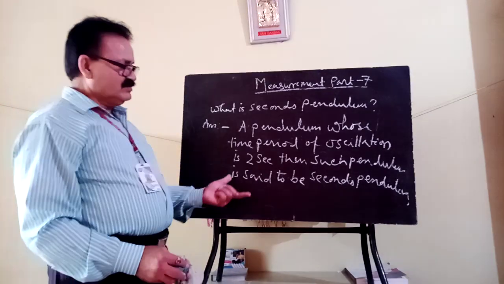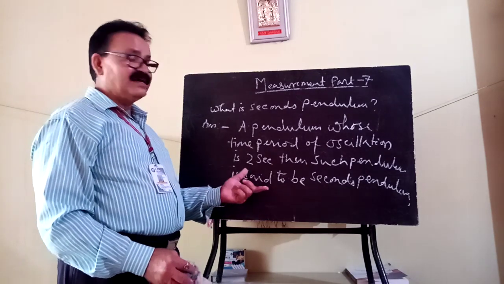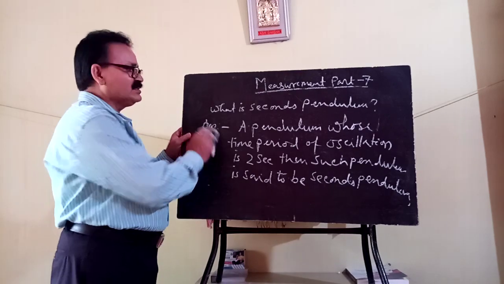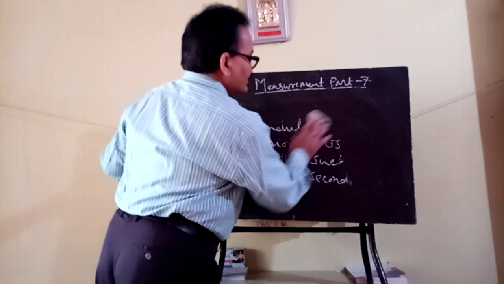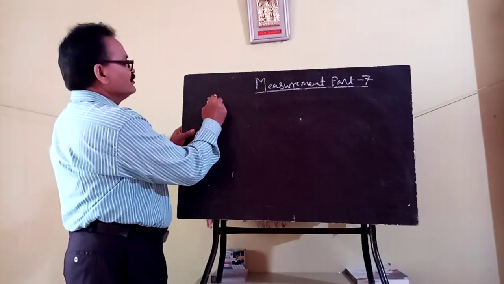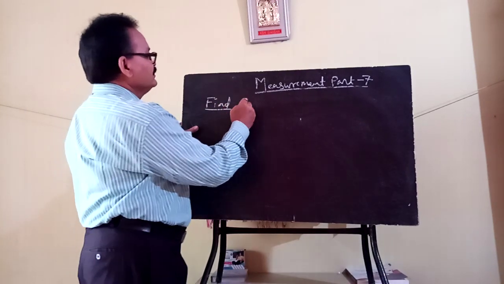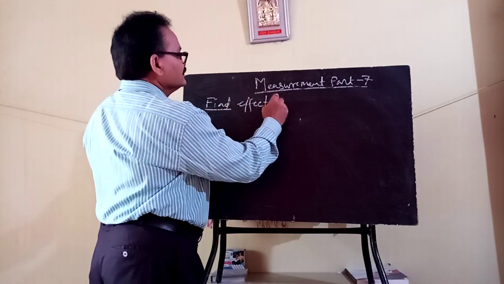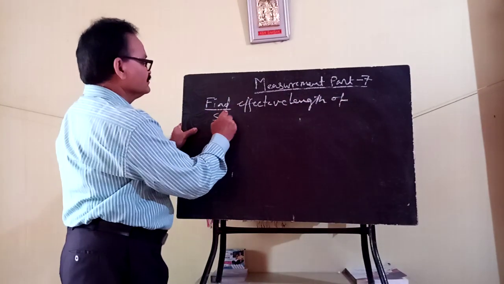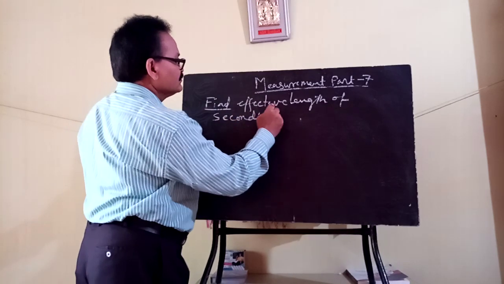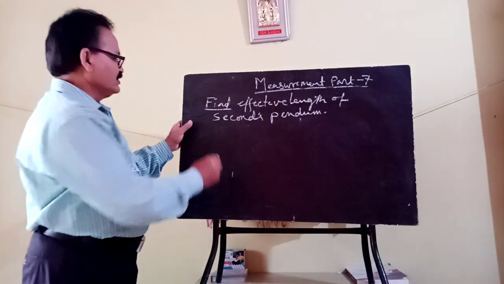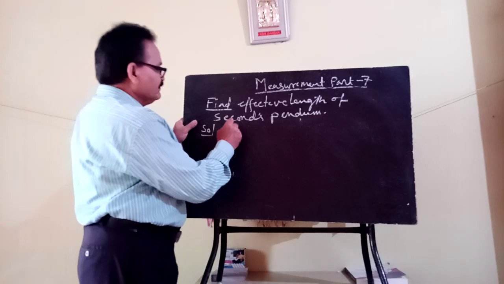Now a question may be asked: find the effective length of seconds pendulum. This is also one of the important questions. Your numerical is: find the effective length of seconds pendulum. Okay, so here the solution is given.